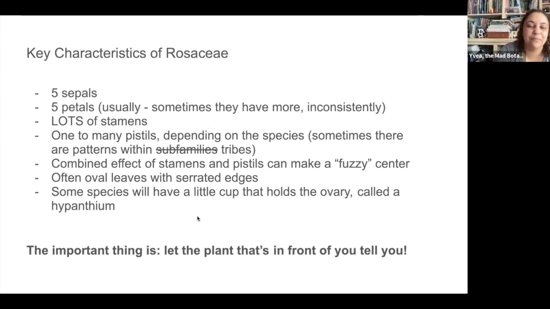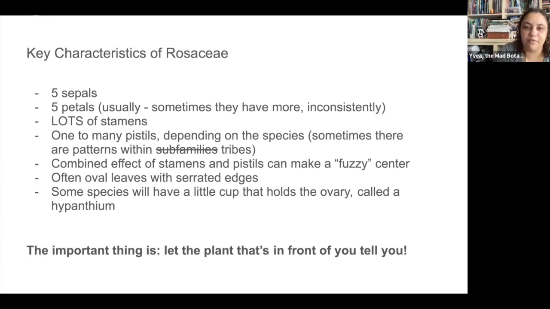And also, even if a plant's not from Rosaceae, it helps to at least know what to look for, so that you can think, why does this remind me of the rose family? And just knowing how to narrow down those characteristics will help you. It will help you to identify it.